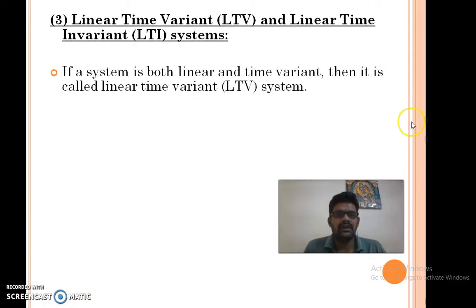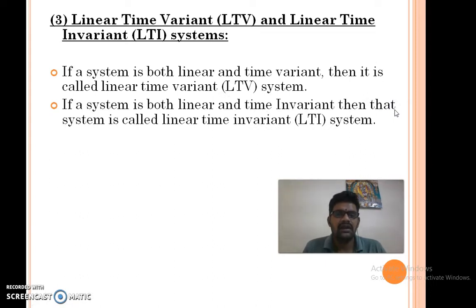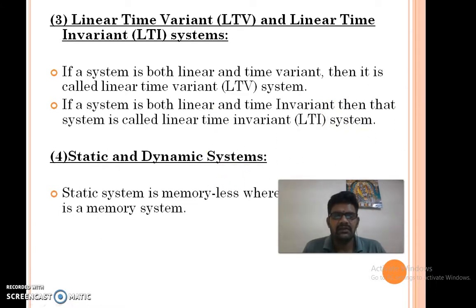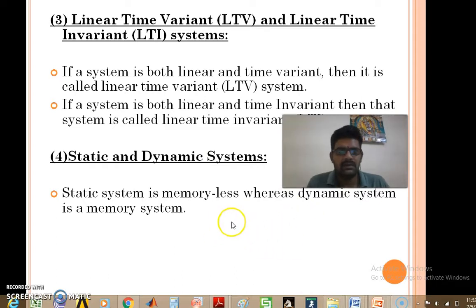Linear time invariant: if a system is linear and time variant, it is called linear time variant. If the system is linear and time invariant, the system is linear time invariant. Next one is static and dynamic systems. The system without memory is a static system. The system with memory is a dynamic system.